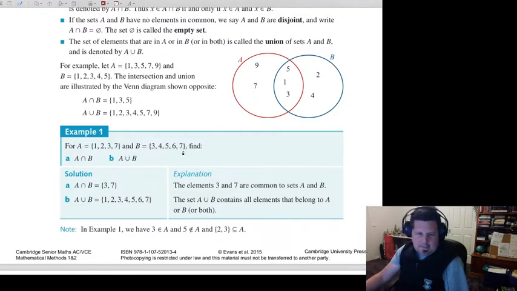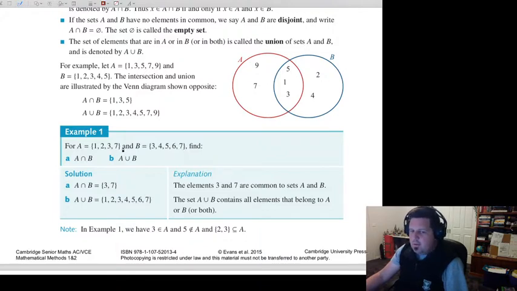Next, let's work out what A union B is. Remember, A union B is everything that's in set A or in set B. Some people are tempted to write 1, 2, 3, 7 from the first set, then 3, 4, 5, 6, 7.